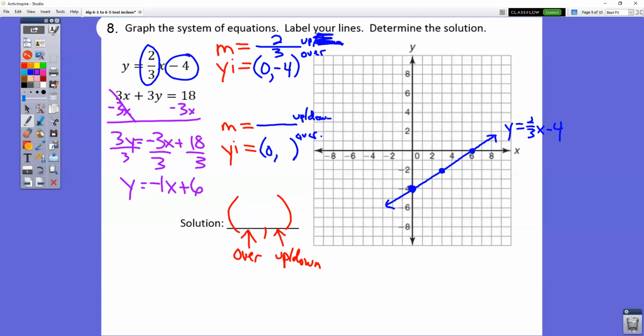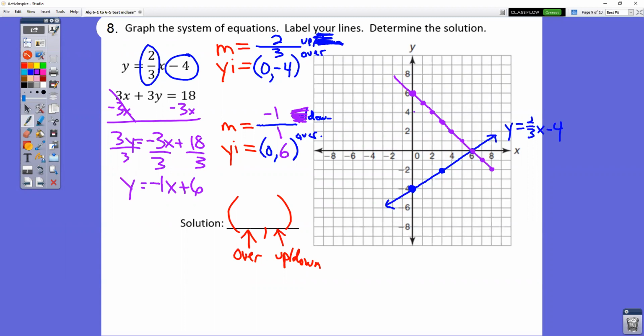Now remember, slope is always written as a fraction. So this is really negative 1 over 1. This negative 1 means that we're going down 1 over 1. And we're going to start at 0 comma 6. So we're going to start right here at 0 comma 6. And now we're going to follow our slope. Down 1 over 1, down 1 over 1, down 1 over 1, and so on.